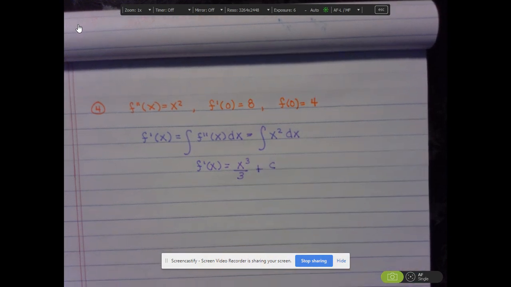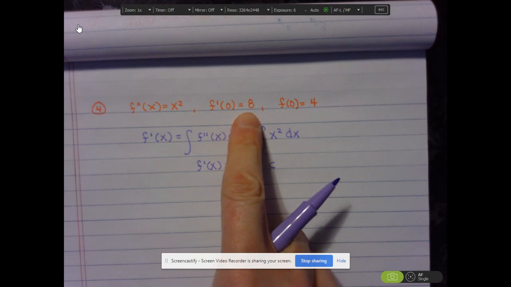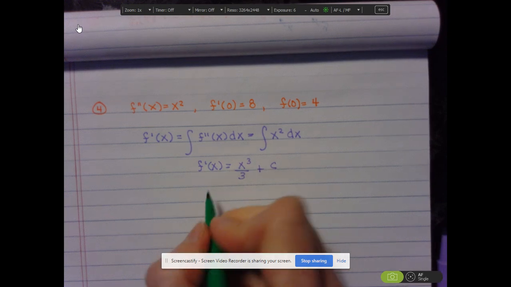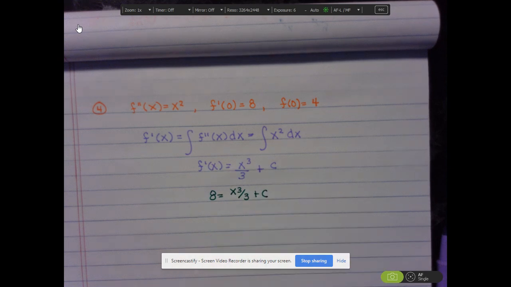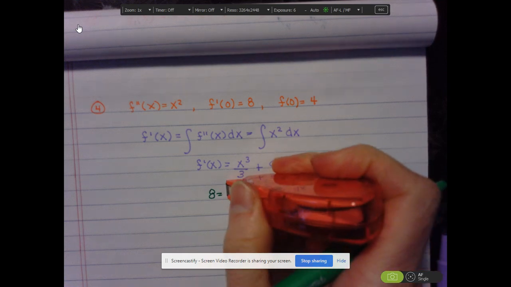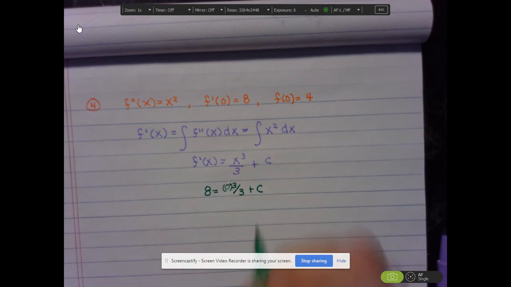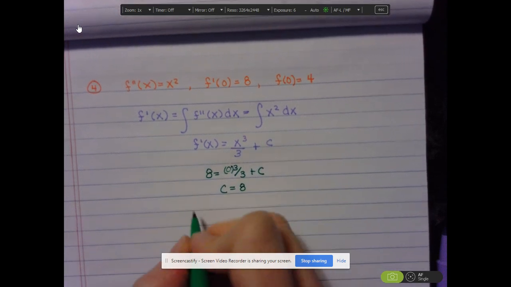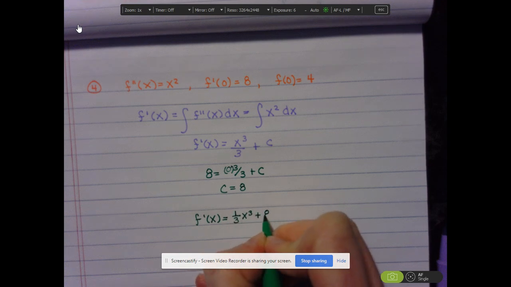Now before I go on and try to find the original function, I'm going to take some of the information I already know. I know the value at 0 is 8, so that's going to allow me to find the value of c for my first derivative function. So 8 is equal to x cubed divided by 3 plus c. Oops, needed to actually put in a value of 0. 0 cubed does nothing. So c is 8. So now we know the first derivative of this function with all of these conditions is 1/3 x cubed plus 8.